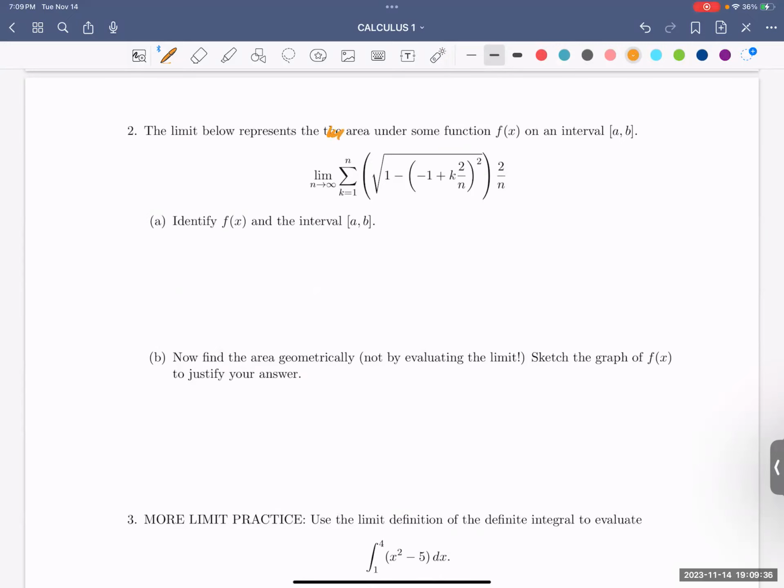The limit below represents the area under some function f of x on the interval a to b. Okay, so this is your a plus k delta x. So a is negative 1. That means delta x, which is 2 over n, is b minus a over n. 2 over n is b minus a, so plus 1.